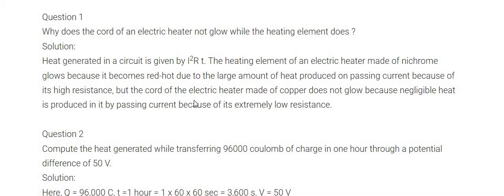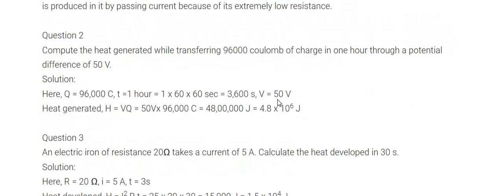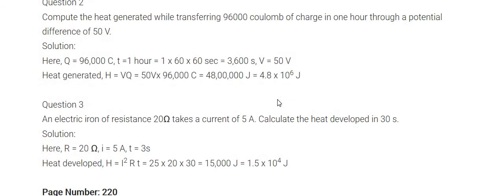But the cord of the electric heater, which is made of copper, does not glow because negligible heat is produced in it on passing the current, because it has extremely low resistance. So by using the nichrome and copper example, you can explain why the cord of the electric heater does not glow while the heating element does. Let's see the next question.